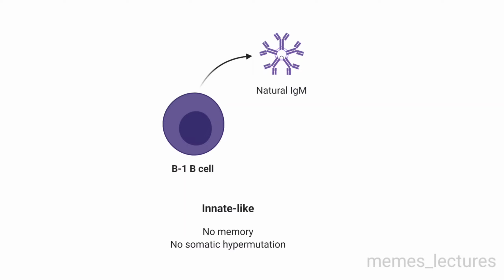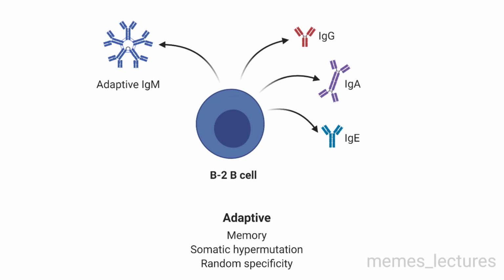Every B cell begins by expressing IgM as its cell receptor. The first antibody produced in an immune response is always IgM, known as the B1 B cell. In isotype switching, the immune response may express IgG, IgA, or IgE, known as the B2 B cell. Class switching is stimulated by cytokines released by T cells, or by mitogenic signals from the pathogen.